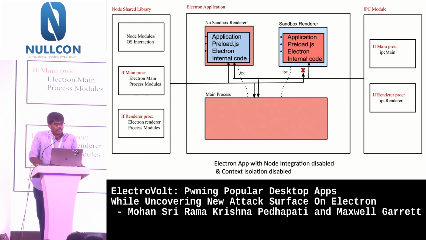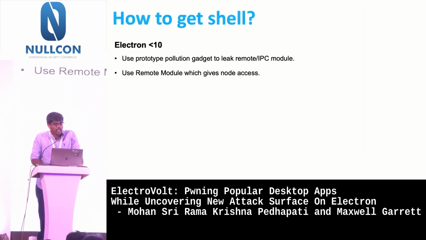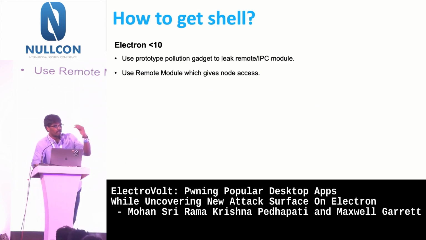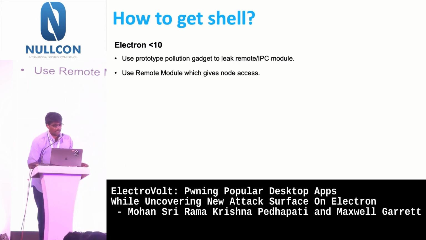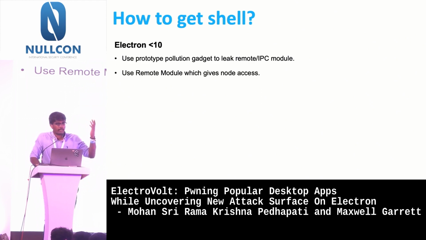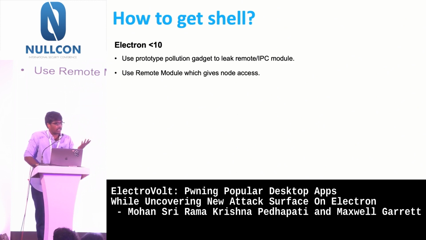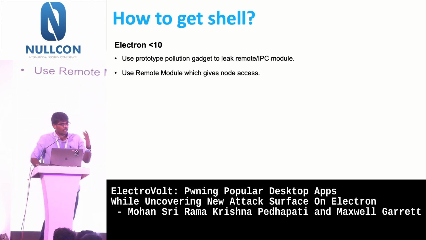So let's see the ways to get a shell in this renderer process. In Electron versions less than 10, there is a module called the remote module, where if you send JavaScript from the renderer process to the main process, it will execute it there. It means you can just send Node.js and it will execute there. I don't know why they developed this remote module, but it's like a sandbox bypass, right? We are sending JavaScript to the main process, and the main process is executing your Node.js in a non-sandbox process where Node is available.